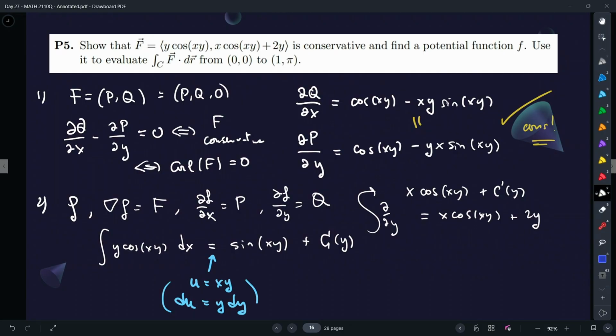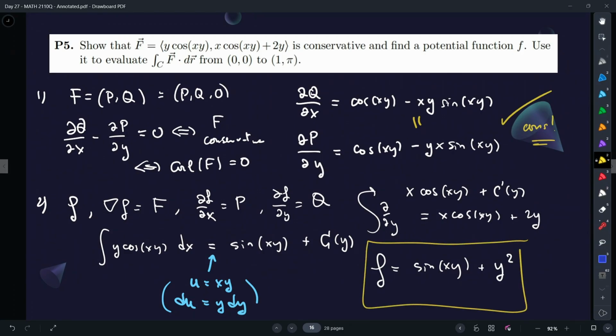But yeah, if you figure it out, then you're okay. So my candidate is the sine of xy, and then the constant function should be y squared. Let's see if that works. If I take the derivative with respect to x, I will get y cosine xy and 0. And if I take the derivative with respect to y of this, I will get x cosine xy plus 2y. So this one works, or this one plus any number works.